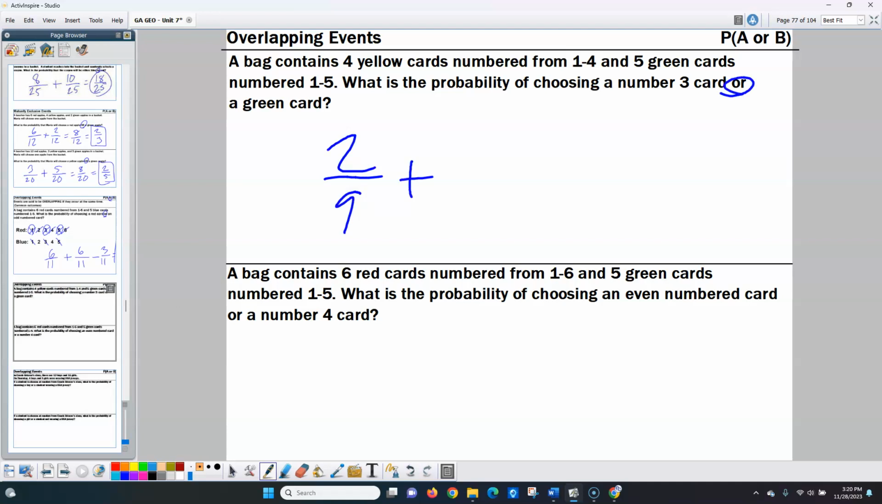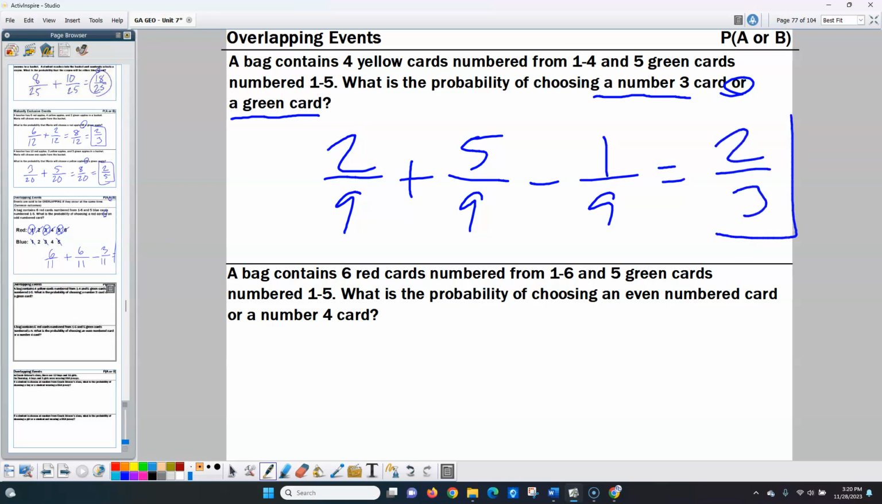Or means add. A green card. How many total green cards we got? 5. Okay. Is there any overlap? Yes. Are there number 3 cards that are green cards? Yes. How many? Just 1. That would be 6 over 9. I think you get 2/3 when you punch in your calculator.